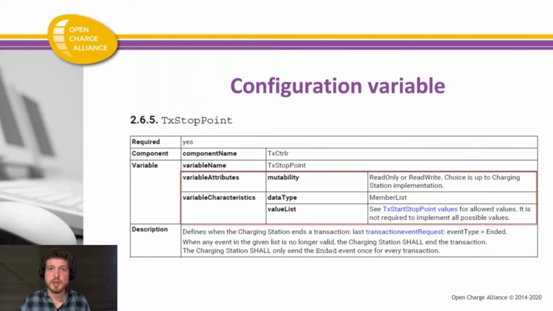The second way to make it less complex is to make the mutability read-only. An implementer can choose whether he wants to make it read-only or read-write. And when making it read-only, you can pick the values you want to support, and the CSMS won't be able to change it. And then you will have a static transaction mechanism once again.